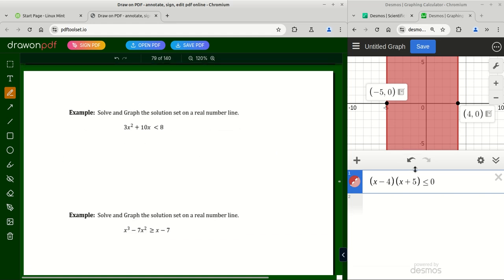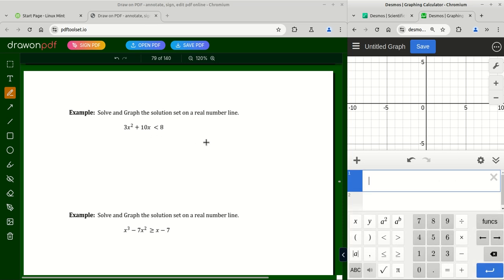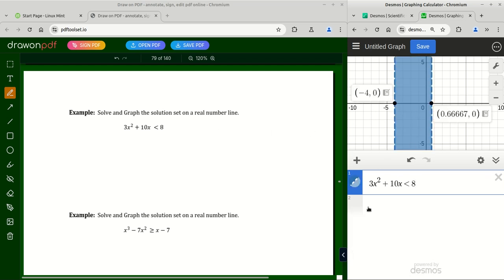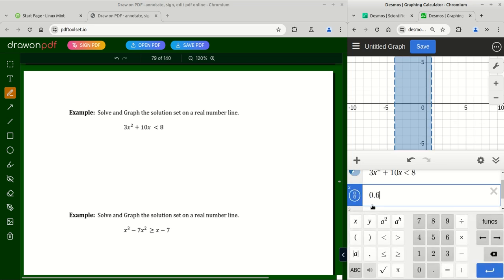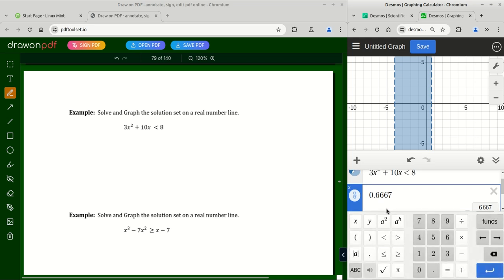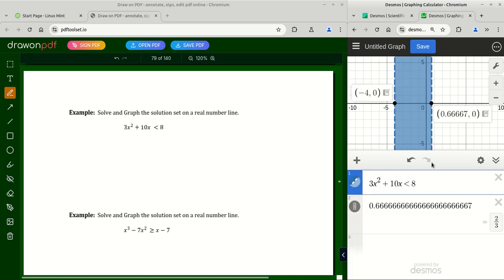Let's do another one. I'm going to start with Desmos because I don't want to factor that, honestly. You can type it exactly as you see it. Uh-oh. No way I can do that number. Shucks. Did it work? Oh, you can't get me. So anyways, what I'm saying is my answer is between -4 and 2/3.